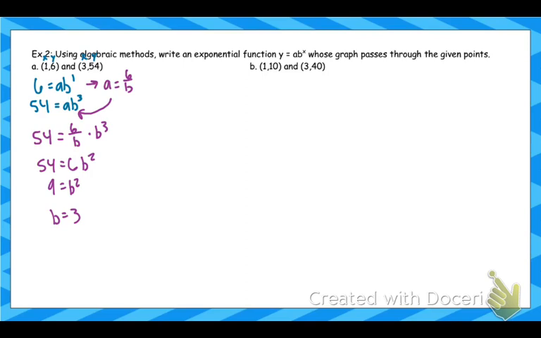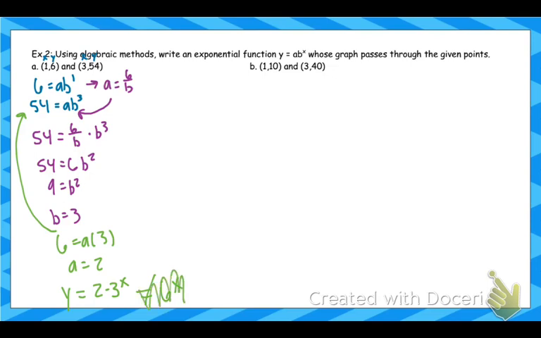All right, now that we know b, we can take that, plug it back into either of our originals, and I get my a value. So that means this equation would be 2 times 3 to the x. Remember, that is not the same thing as 6 to the x. I cannot multiply those two things together because only the 3 has the exponent. The 2 does not.